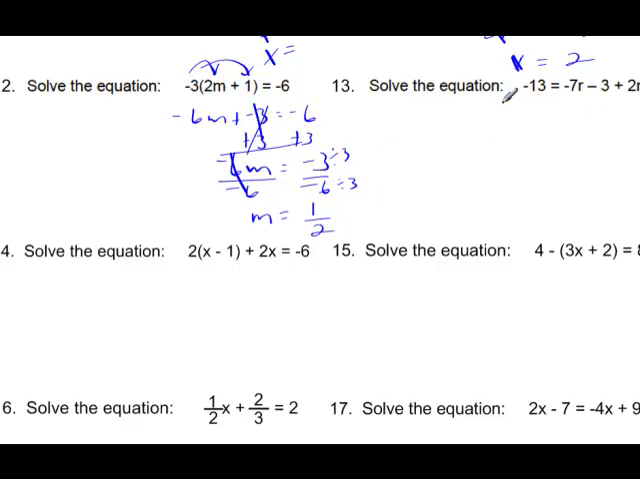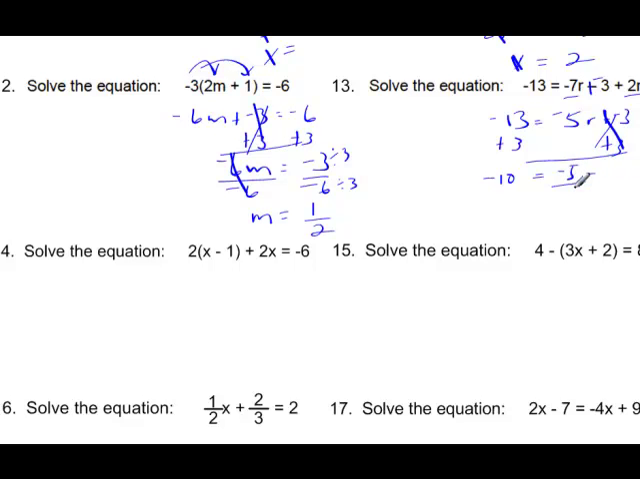Okay, over here, no fractions. Our variables are on the right-hand side, so that's good. I do have subtraction, so I take care of that. All right, combining like terms. Negative 7r, positive 2r. So I have my negative 13 equals negative 7, positive 2 is negative 5r. And there's my two-step equation already. So opposite, opposite. Okay, so that's negative 10.